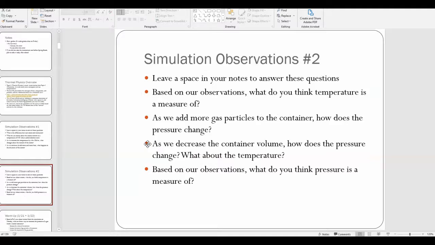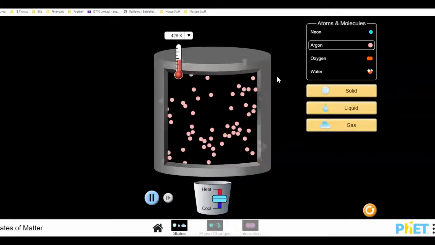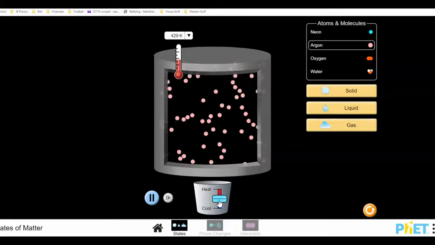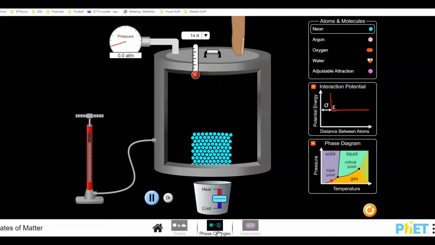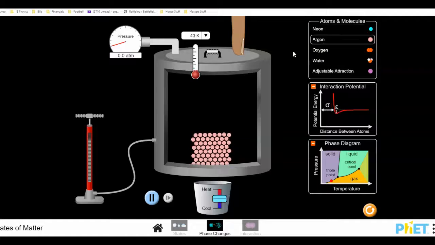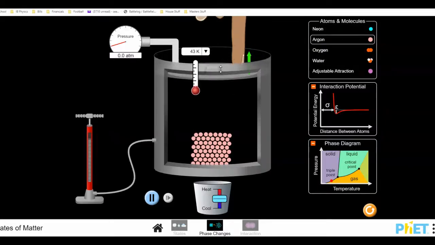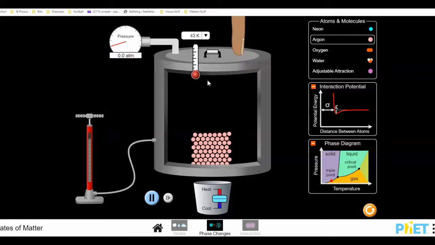See if you can, actually, let me go to the simulation. What I want you to do now is click at the bottom where it says phase change. When you get to this tab, there's a gauge showing you the pressure. There's a pump, so we can pump more atoms into the thing. Let me change it back to argon. And we can also change the size of the container by pushing on the container, as you can see.